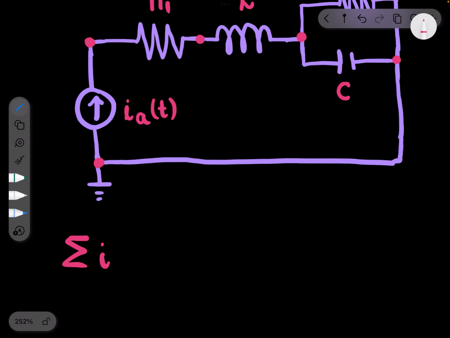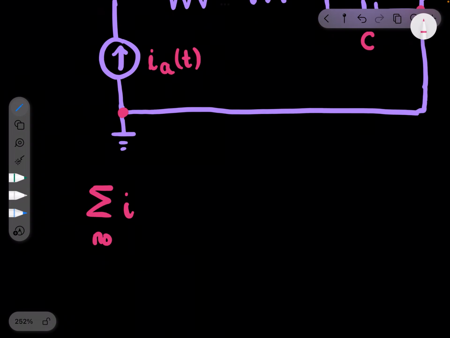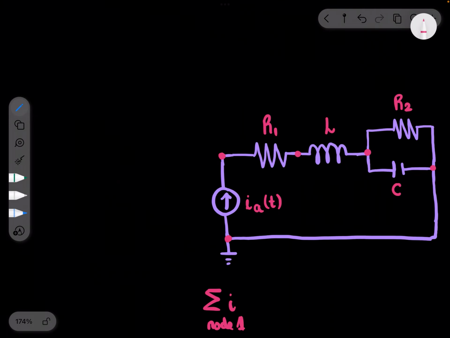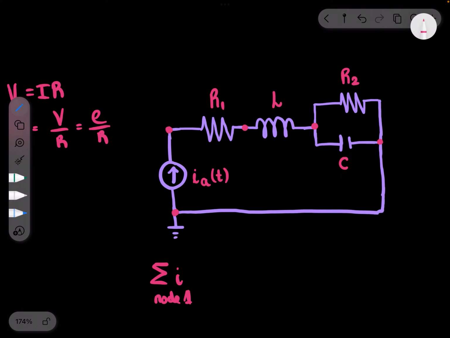We're doing force current analogy. So the sum of currents is going to have to equal 0 for each free node. For node 1, for node 2, and for node 3. So we want to write everything in terms of current, I. You know that V equals IR, so voltage is current times resistance. And if we want to write it in terms of current, you can write that the current is the voltage over resistance, or E over R. You can write voltage as E, little e.